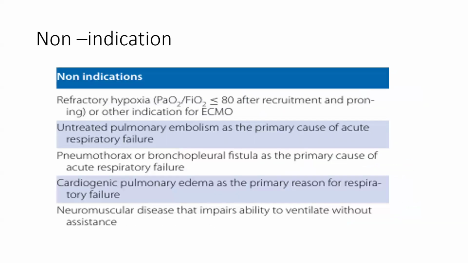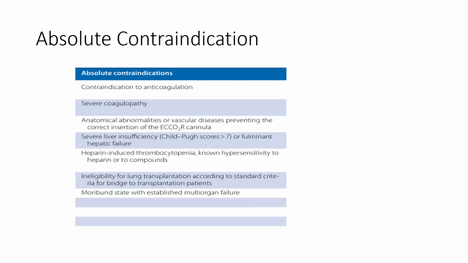Now about the non-indications. Non-indications are refractory hypoxemia, that is PF ratio less than or equal to 90 after recruitment and proning, or other indication for ECMO. Untreated pulmonary embolism as the primary cause of respiratory failure. Pneumothorax and bronchopleural fistula as a primary cause of acute respiratory failure. Cardiogenic edema and neuromuscular disease that impairs ability to ventilate without assistance.